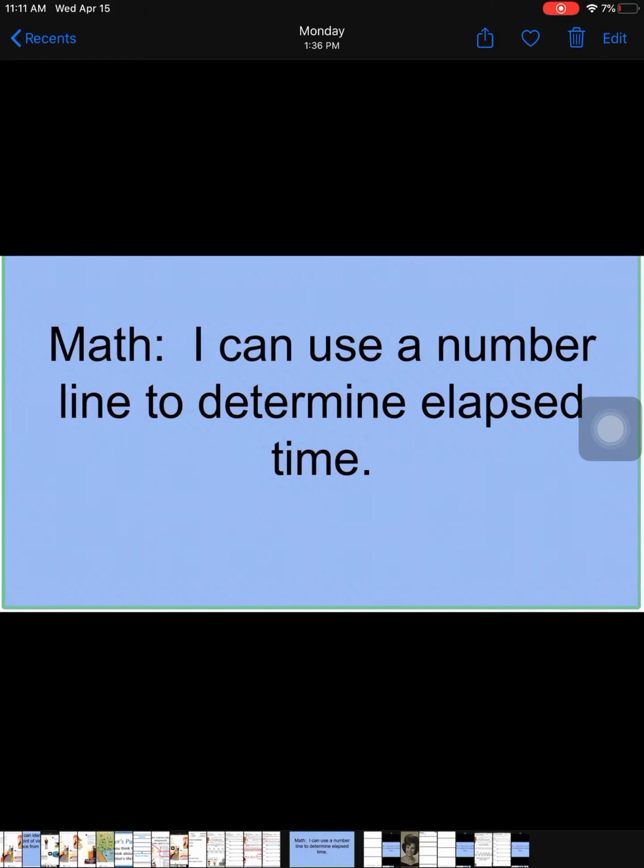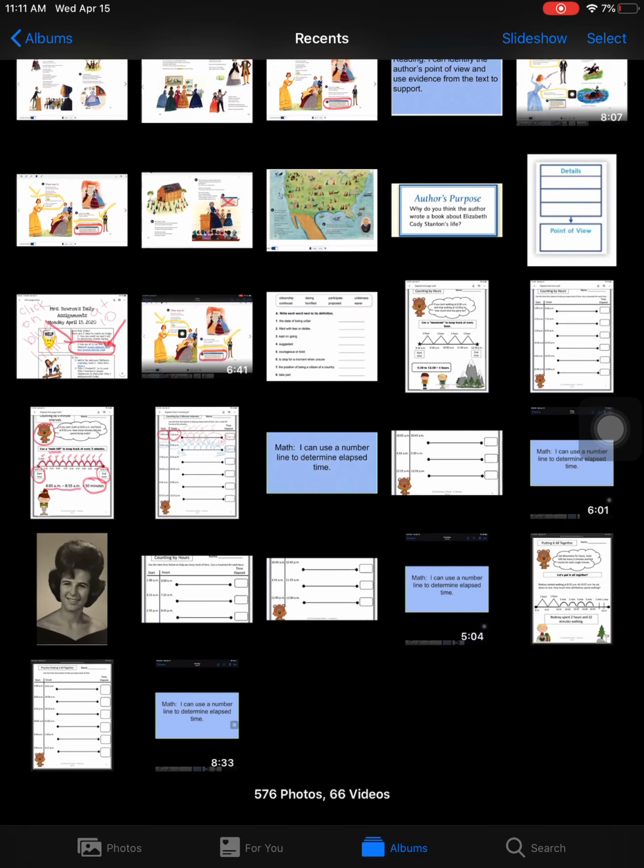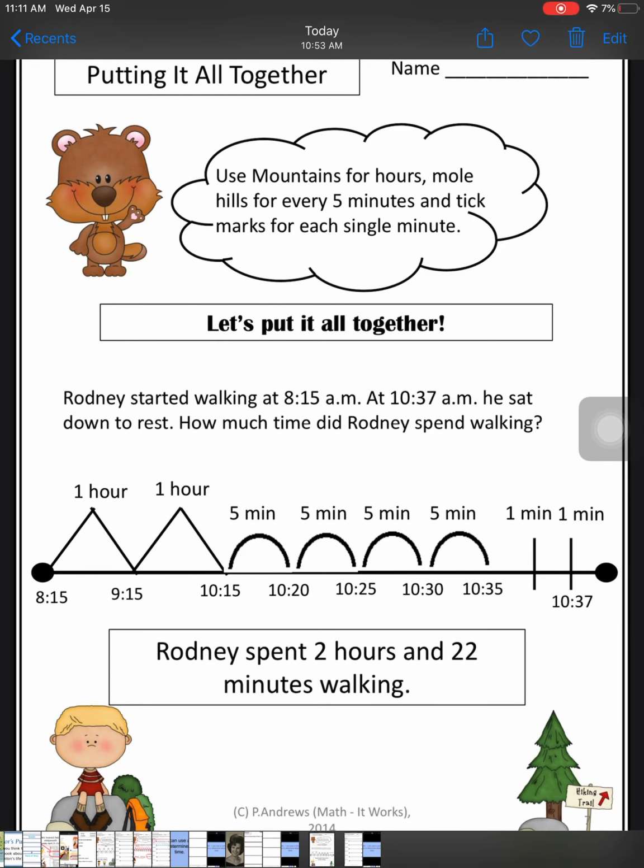Hi boys and girls. Today for math, our objective is I can use a number line to determine elapsed time. In our previous lessons, we were learning to use mountains and molehills to calculate elapsed time. Mountains stood for hours and molehills stood for 5-minute increments. So today we're going to be putting all of that together and practicing it all together.